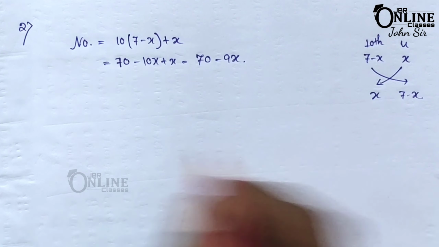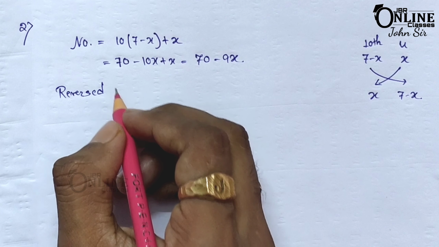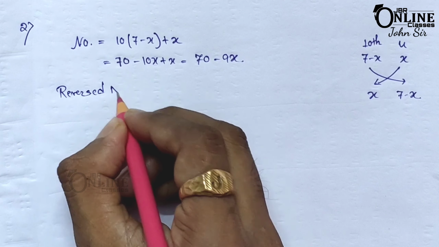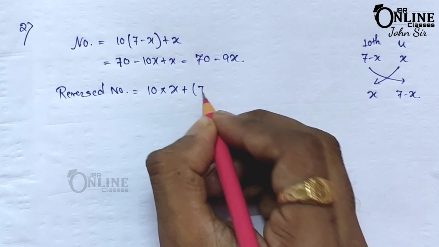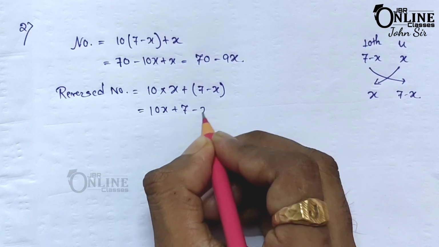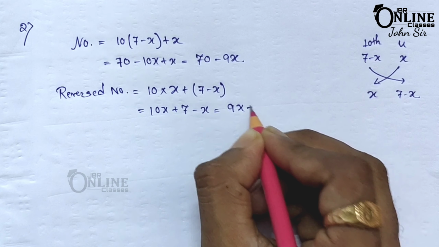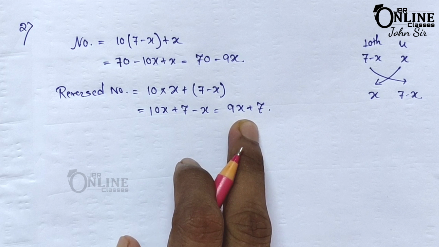Now if you reverse this number, that means this one goes here and this one goes here. So the reversed number equals 10 into x plus (7 minus x). So 10x plus 7 minus x, so that equals 9x plus 7. Okay, so this is the original number and this is the reversed number.